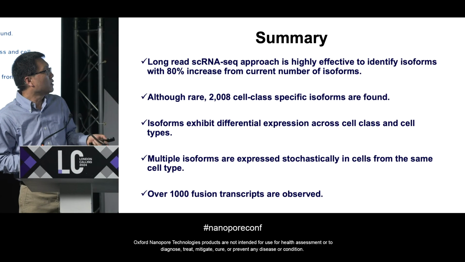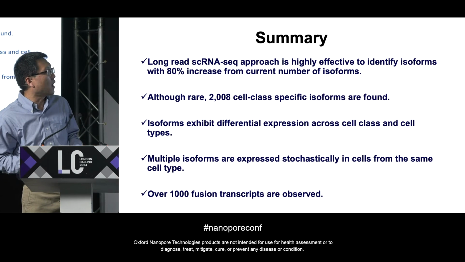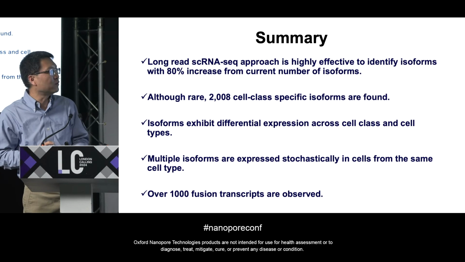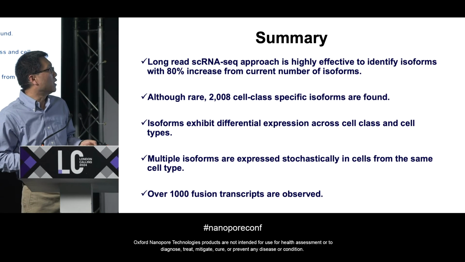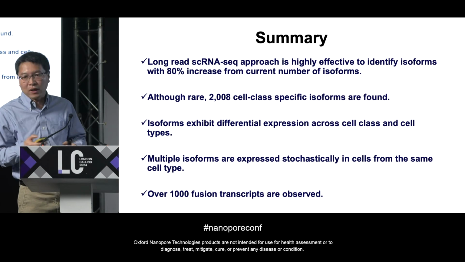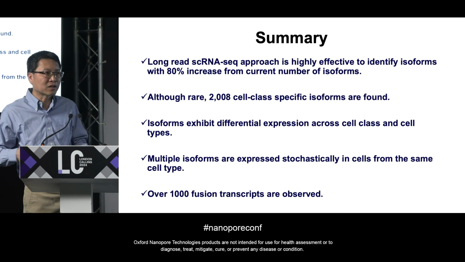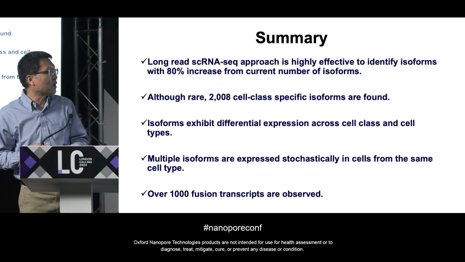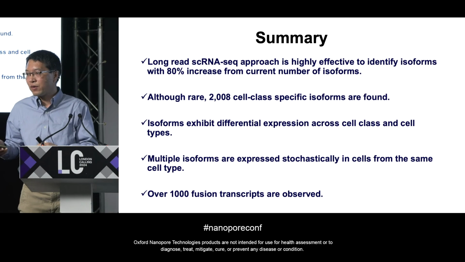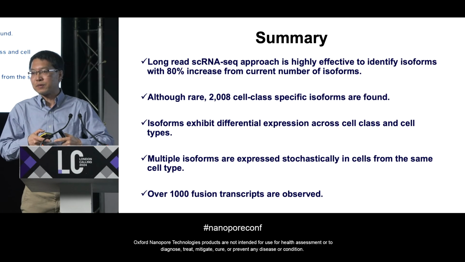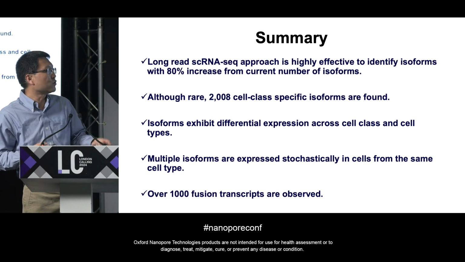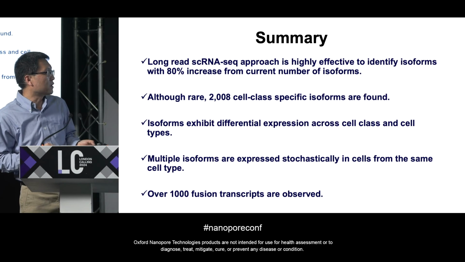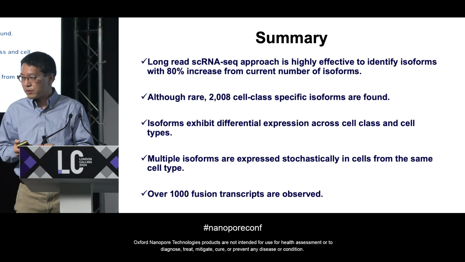So, a quick summary. The long-read single-cell RNA approach is highly effective to identify isoforms and cell types, with an 80% increase from the current number of isoforms, despite all the last 20 years of sequencing from bulk. Although it's really rare, about 2,000 cell class specific isoforms are found. Those can potentially be used as cell type specific markers going downstream. Isoforms exhibit differential expression across cell classes and cell types.